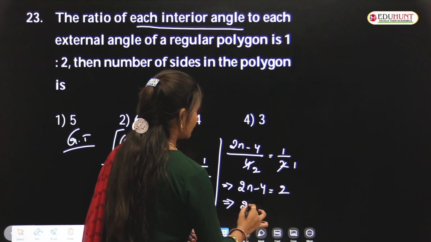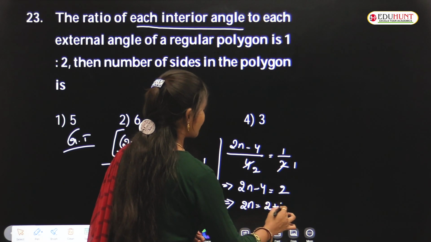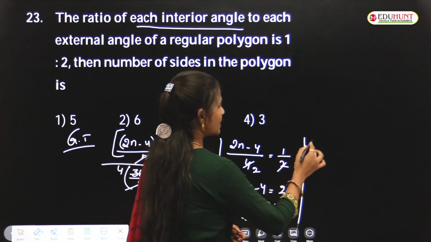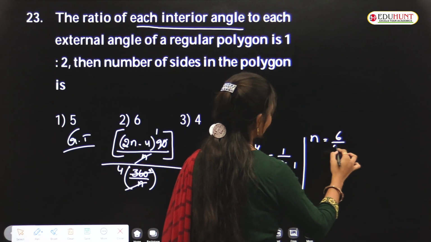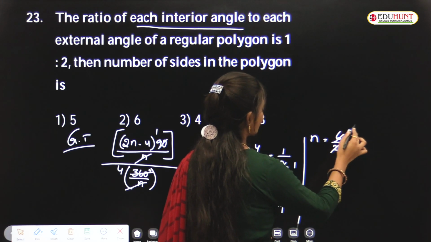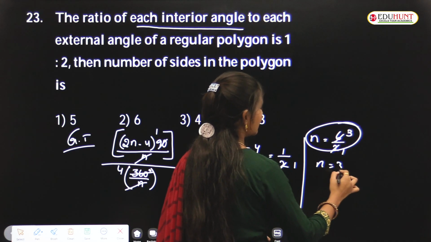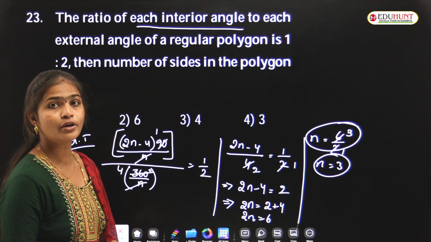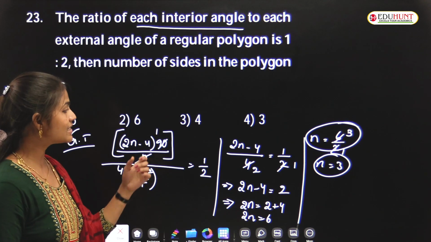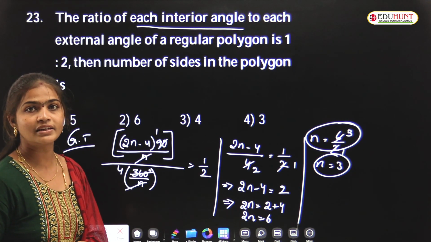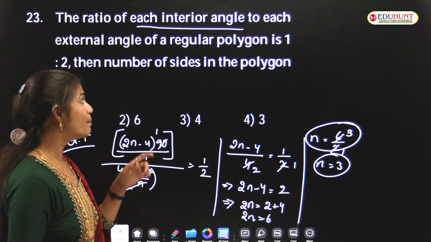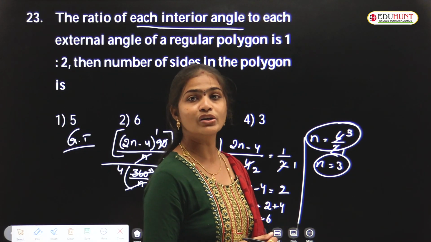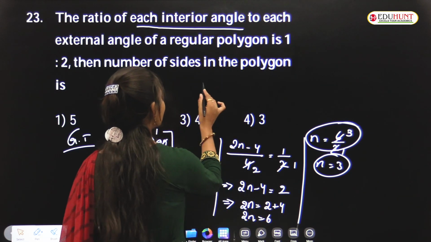So from this, 2n is equal to 2, minus 4 becomes plus 4. So 2n is equal to 6. So from this, n is equal to 6/2. So 2 ones are 2, 2 threes are 6. So what is the value of n here? That is n is equal to 3. So that is a regular polygon. What is the regular polygon here? That is a 3-sided figure, that is nothing but a triangle, but here they are saying that it is a regular polygon. Okay, so a regular triangle we will call an equilateral triangle.